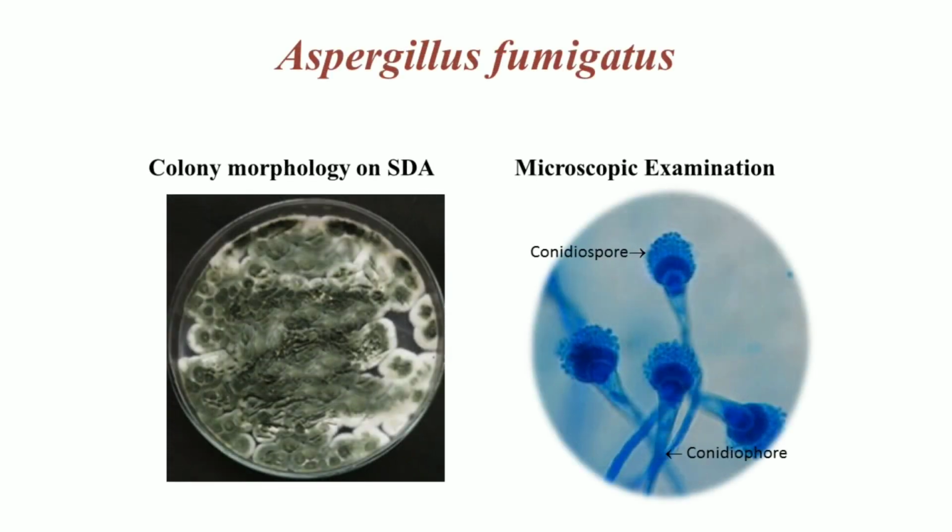Aspergillus fumigatus. Colony morphology on SDA. Bluish green to grey colonies. Colonies are velvety or powdery at first, turning to smoky green. The reverse side is white to tan. Microscopic examination of Aspergillus fumigatus. At the center of the spore head covered with conidiospore.